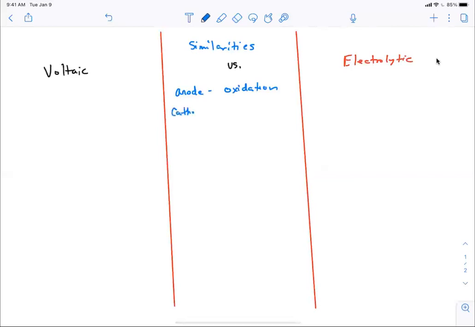And the cathode is reduction. That is a guarantee for both types of cells. So don't let that trip you up and assume that they have to be opposites, because they're different functionalities. Electrons flow from the anode to the cathode. So no matter what, whether it's electrolytic or voltaic, the electrons are still flowing from the anode to the cathode.